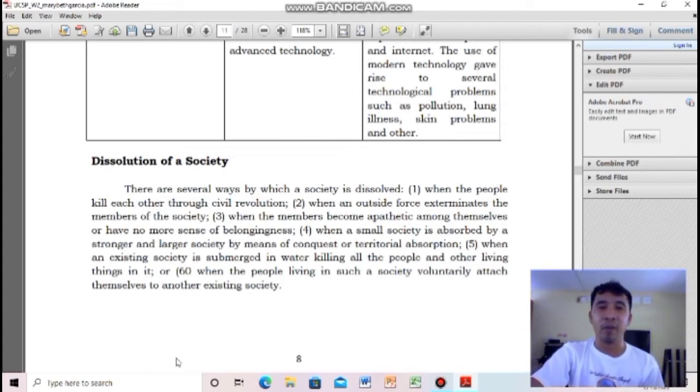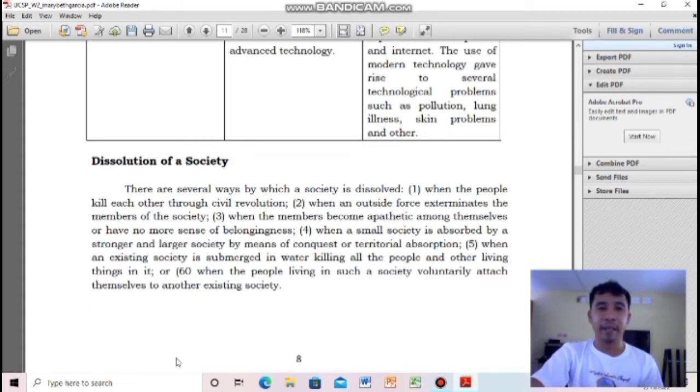Okay, second, when an outside force exterminates the members of the society. Kung may mga outside forces nga maging rason nga maubos ang mga tao or miyembro sang society, i-exterminate sila, i-abduct, i-ambush, kidnapon.